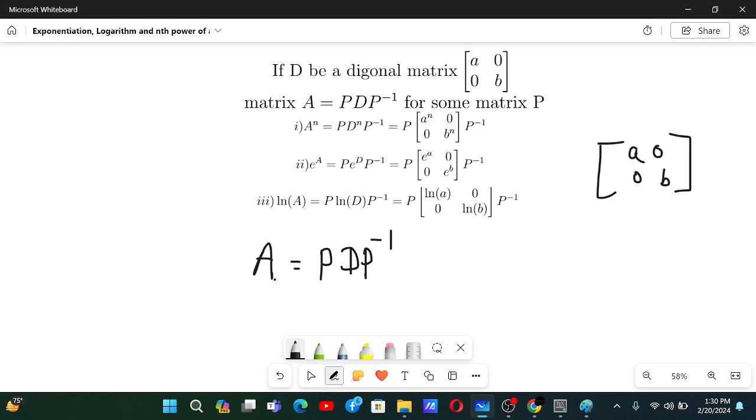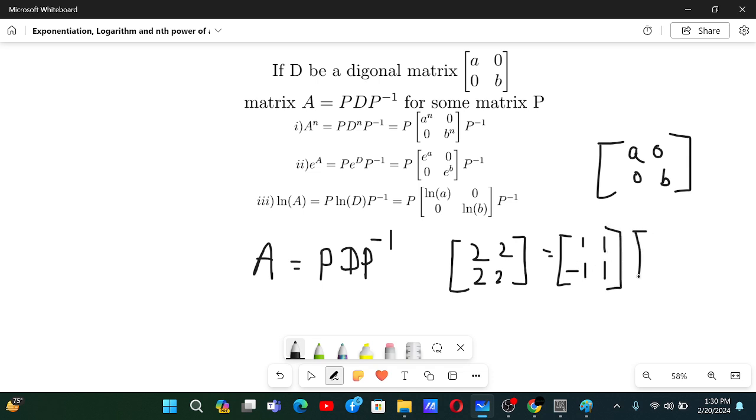So if you don't know how we write a matrix in this form, I will link a video over here where I have written the matrix [2, 2; 2, 2] in this form. The form we got in the previous video was [1, -1; 1, 1] times [0, 0; 0, 4] times [1, -1; 1, 1] inverse. You can see that this is the diagonal element and there are P and P inverse as well.